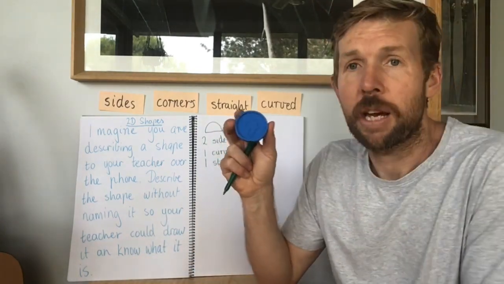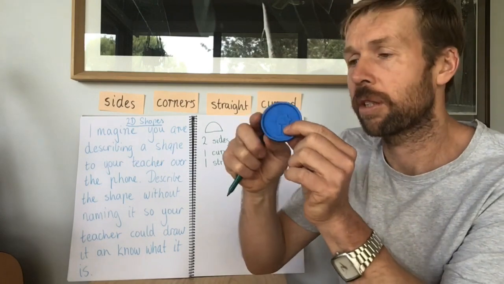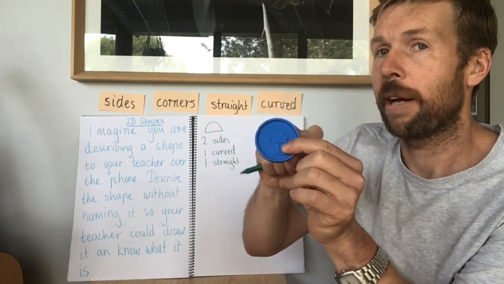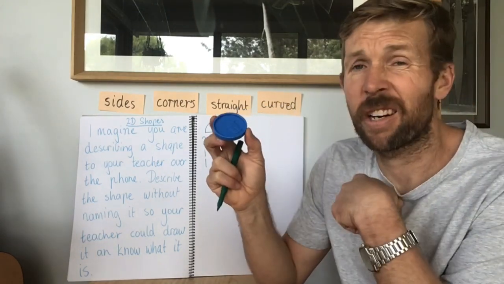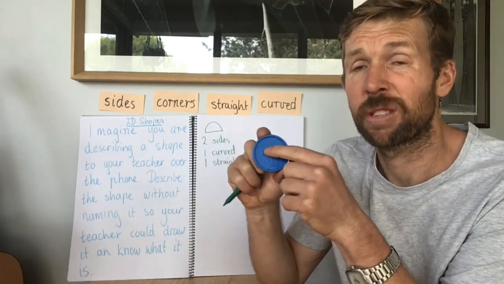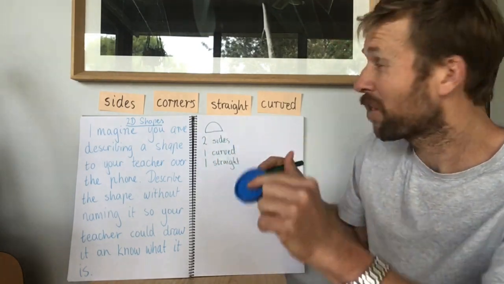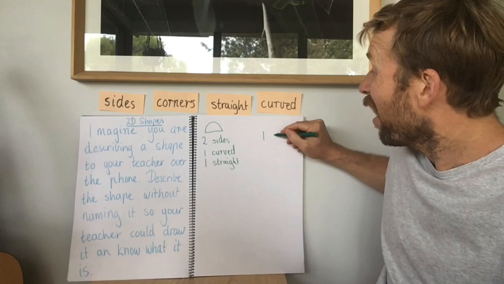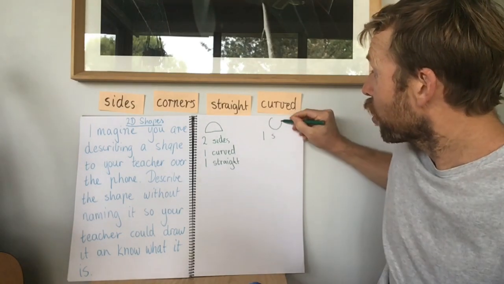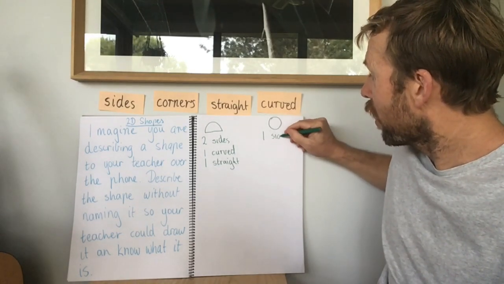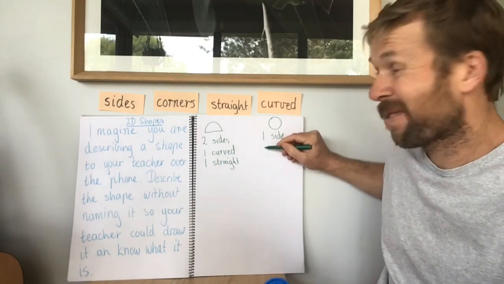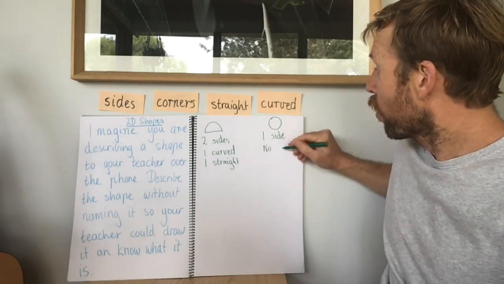Or you could do this one. How many sides has this one got? Let's have a look. It's got just the 1, and it hasn't got any corners at all. So it's got the one continuous side and it's curved. So you might just say one side. You can draw a picture of it, draw the picture of the circle. One side, no corners. That's really important. No corners.